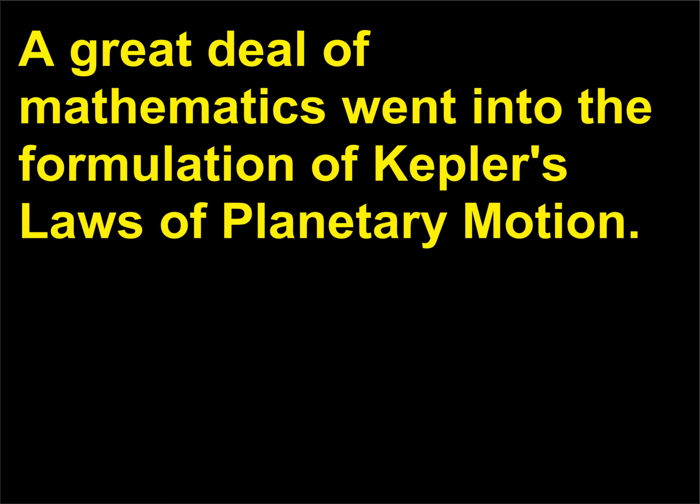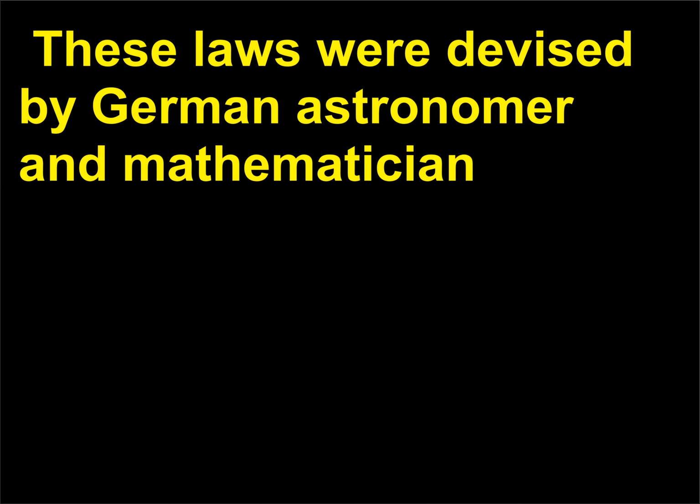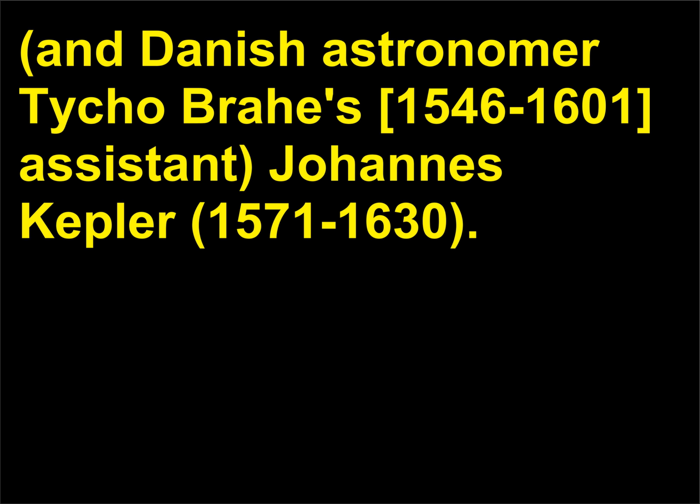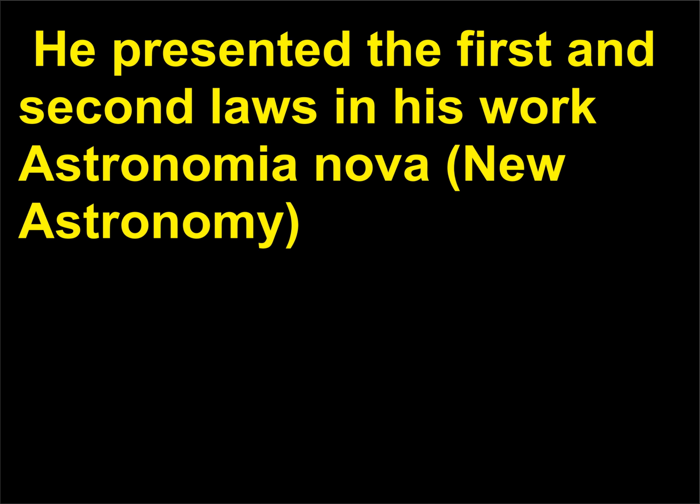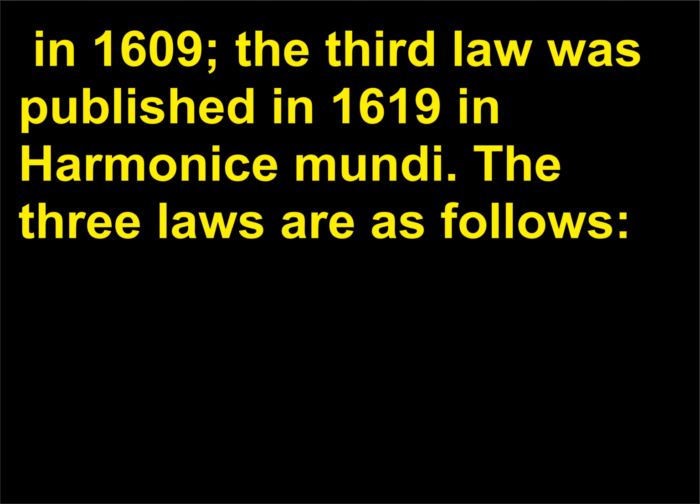A great deal of mathematics went into the formulation of Kepler's laws of planetary motion. These laws were devised by German astronomer and mathematician Johannes Kepler, 1571–1630, the assistant of Danish astronomer Tycho Brahe, 1546–1601. He presented the first and second laws in his work Astronomia Nova, New Astronomy, in 1609. The third law was published in 1619 in Harmonices Mundi. The three laws are as follows.